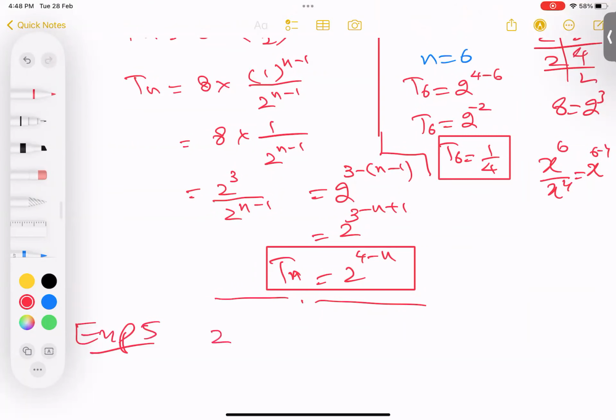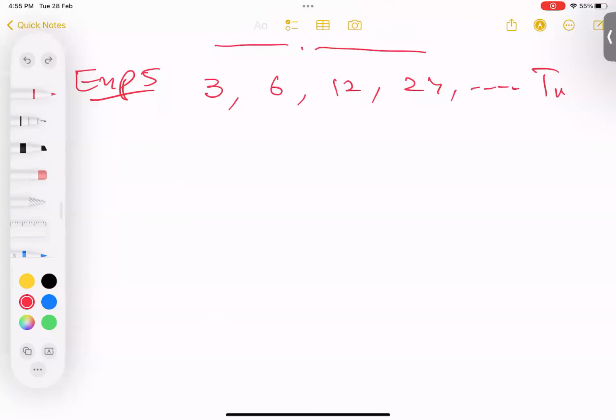Let's take 27, or I make it easy: 3. Then we have, for example, 6. Make it 6. Then I get 12, I get 24, and you only have to find the nth term. I hope you can do it, inshallah. So in this question, student, let's start and check your answer.